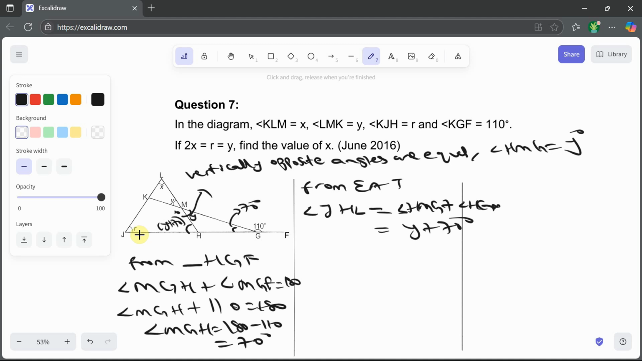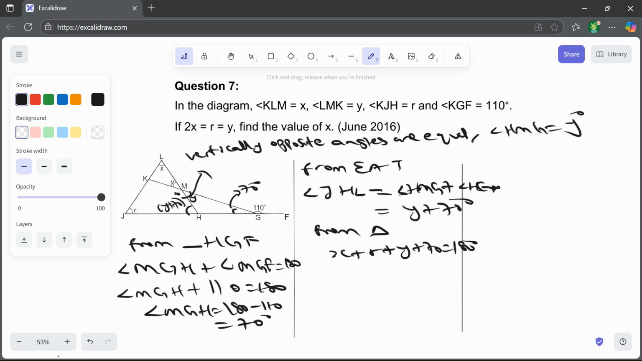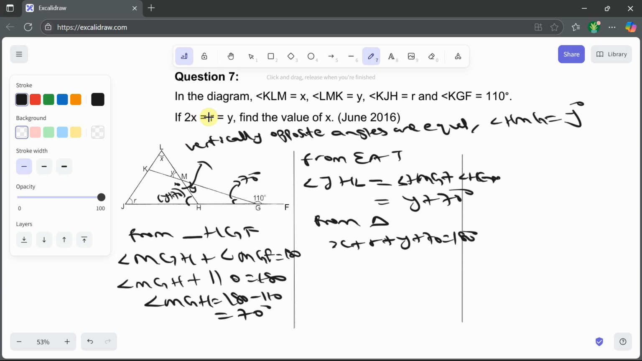We know this angle here, we know this angle here, we know this angle here. When we sum them, that will give us 180. So from the sum of angles in a triangle, we know that x plus r plus y plus 70 would give us 180 degrees, right? Great. So we know that r is equal to 2x. Whenever I see r, I'll put 2x. So that'll be x plus 2x plus, wherever I see y, I'll put 2x because y is also equal to 2x. So plus 2x plus 70 is equal to 180.